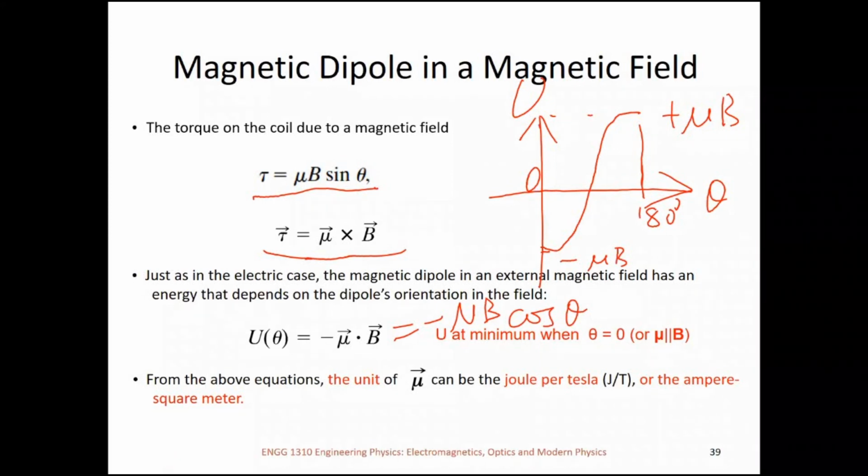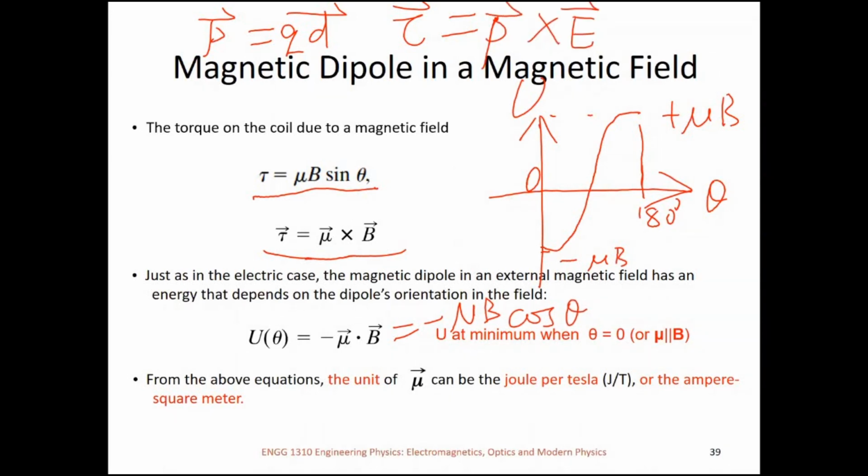If you still remember, the electrical dipole moment is given by p, which equals qd. And p, in relationship to the electrical field, can also make a torque, and the torque is given by p cross product with E. And it can also have the potential energy, which is defined as minus p dot E. It is just very similar to each other.